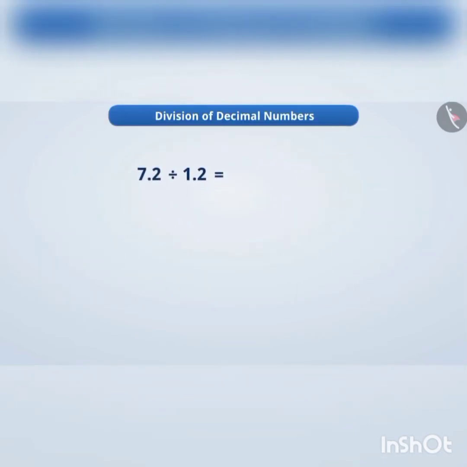Decimal numbers to be divided as fractions. 7.2 can be written as 72 by 10 and 1.2 can be written as 12 by 10. 72 by 10 divided by 12 by 10. Can you tell us how we will divide this fraction? Think a little.